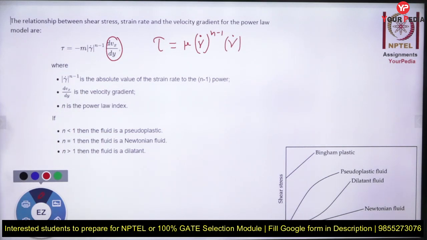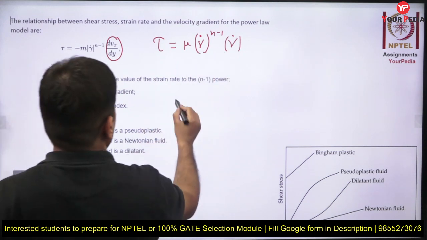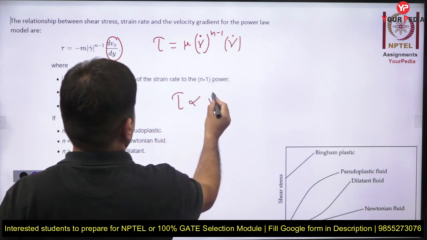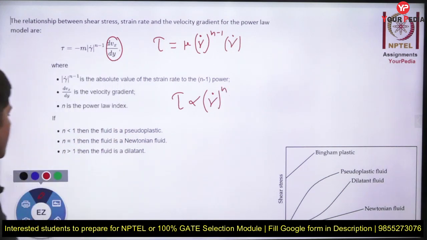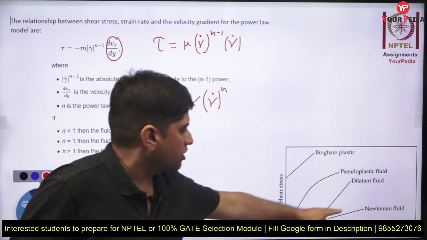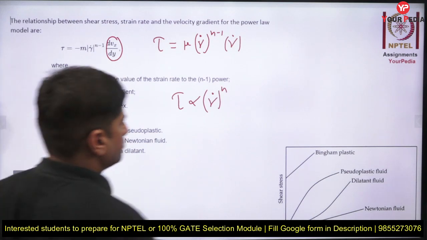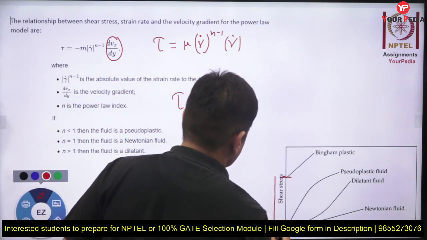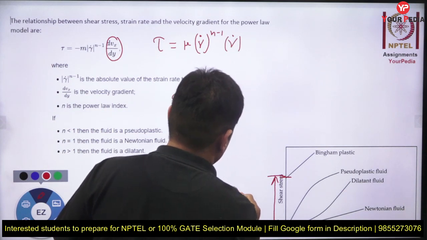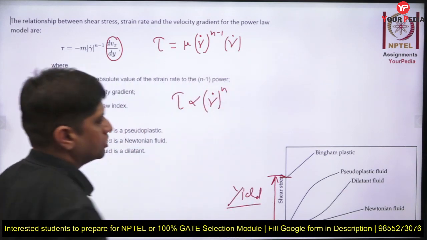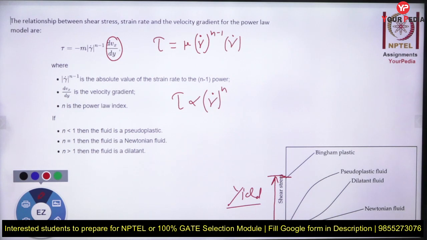If I simplify it, I can write it as shear strain rate raised to power n. Now if n is 1, it becomes the Newtonian fluid. If n is less than 1, it becomes pseudoplastic. If n is more than 1, it becomes dilatant, and this is Bingham plastic. Bingham plastic has a yield stress. This particular thing is yield. Toothpaste is a typical example of Bingham plastic.